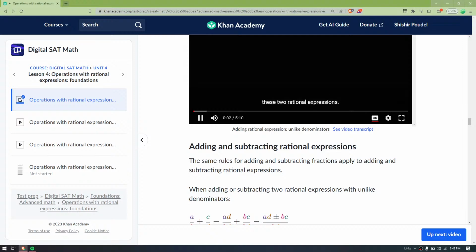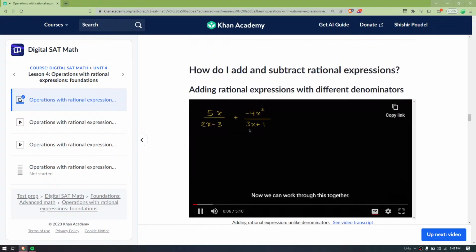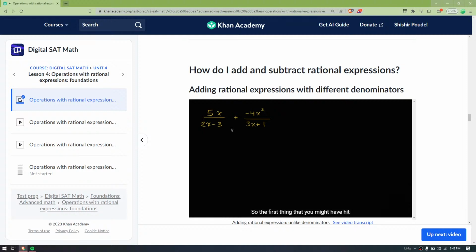Pause the video and try to add these two rational expressions. Okay, I'm assuming you've had a go at it. Now we can work through this together. So the first thing that you might have hit when you tried to do it is you realize that they have different denominators. And it's hard to add fractions when they have different denominators. You need to rewrite them so that you have a common denominator.